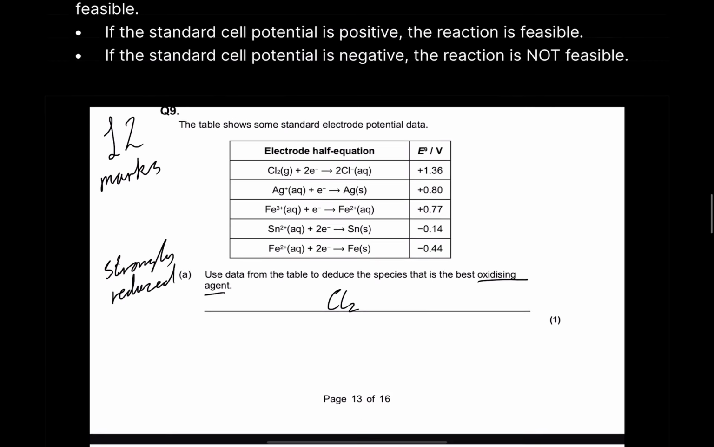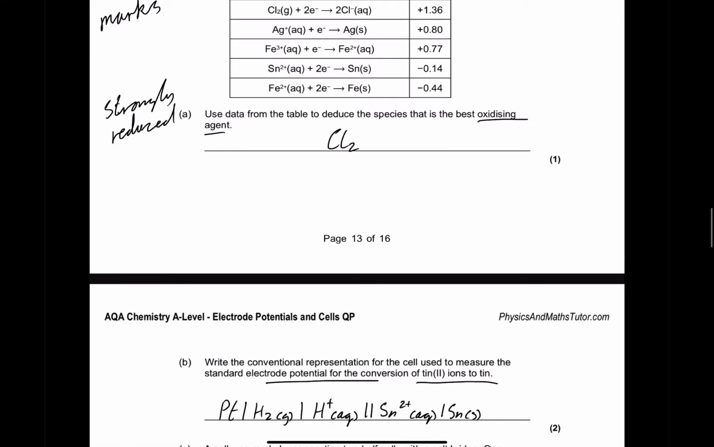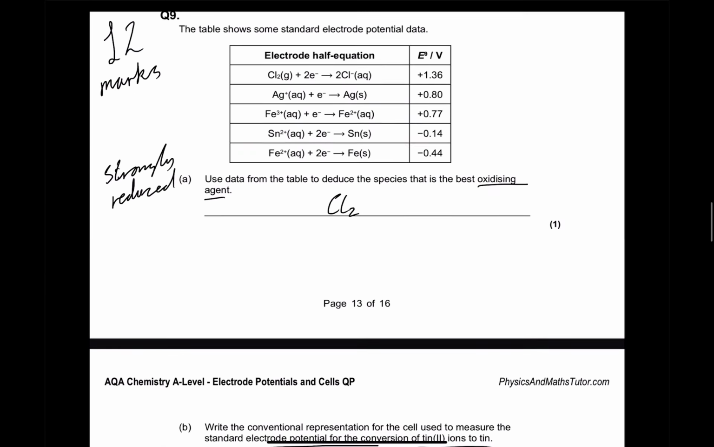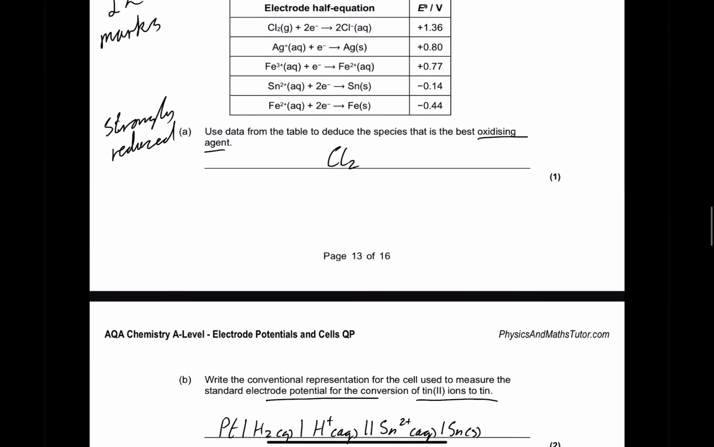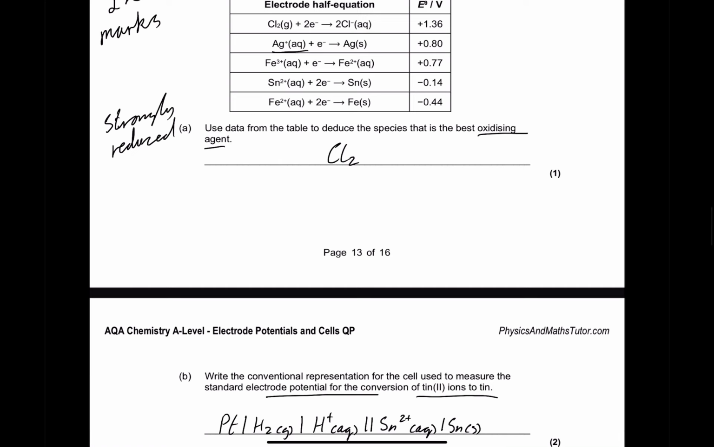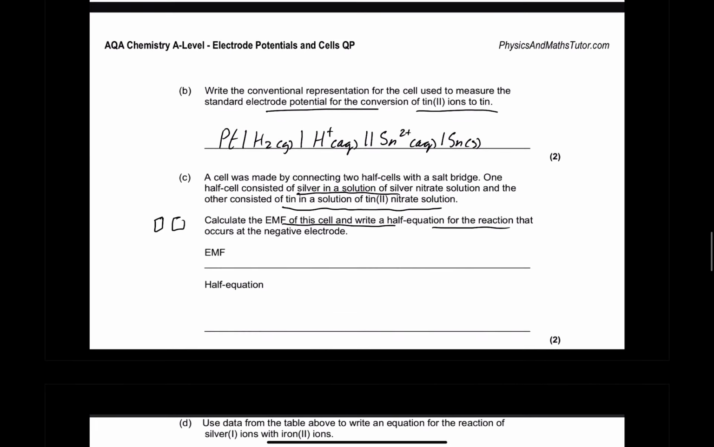So the EMF of the cell is between silver, nitrate, and... Okay, the nitrate is just the spectator ion that we don't care about. So this and tin, there's only one type of tin, so it's these two here. That's that, and that's that. So it's really just 0.8 minus 0.14, which is equal to 0.94 volts.